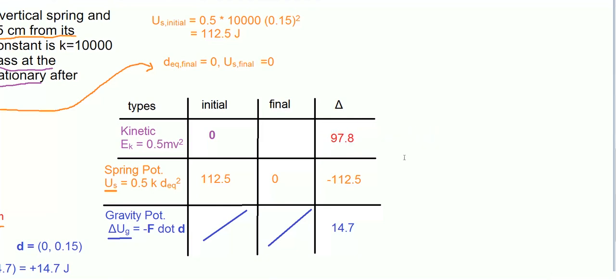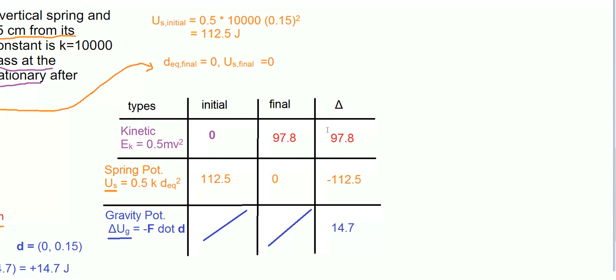How you know is because we need this change column to add up to 0. 97.8 is the only number that can be combined with negative 112.5 and 14.7 to give us 0. Right, so basically we can infer what the change in kinetic energy is. Now, with that being said, I can also infer what the final kinetic energy is. The final kinetic energy here needs to be 97.8 as well, because for this chart we need final minus initial to be equal to the change.